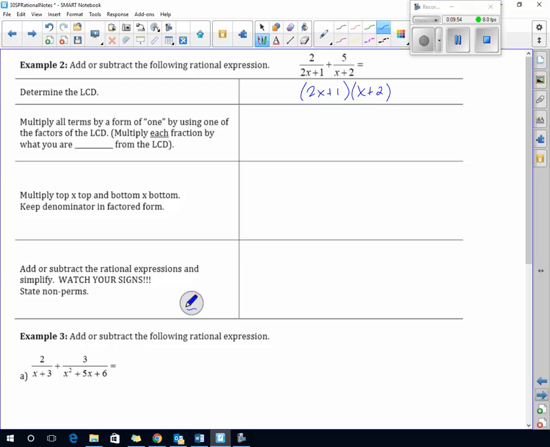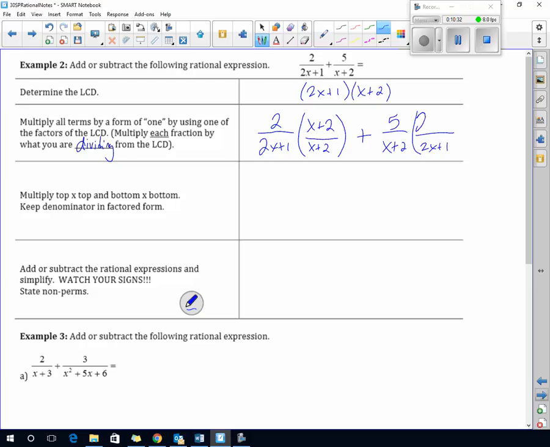Okay, so 2 over 2x plus 1, I need an additional, do you see x plus 2 on the bottom, right? So I can't just do that. So I'm multiplying by an x plus 2 over an x plus 2, the form of 1, which means I'm not changing the fraction. Plus 5 over x plus 2. Does everybody see? In order to have that LCD, I need to multiply the bottom by a 2x plus 1. Can't just do that, so I multiply the top by 2x plus 1. So I get my form of 1 there. Are we good?